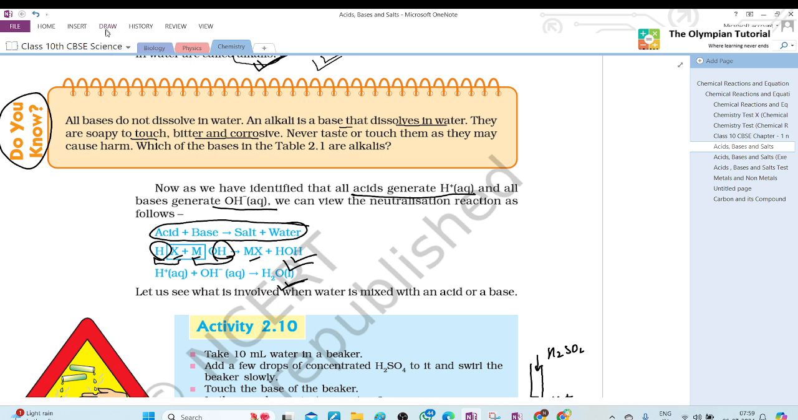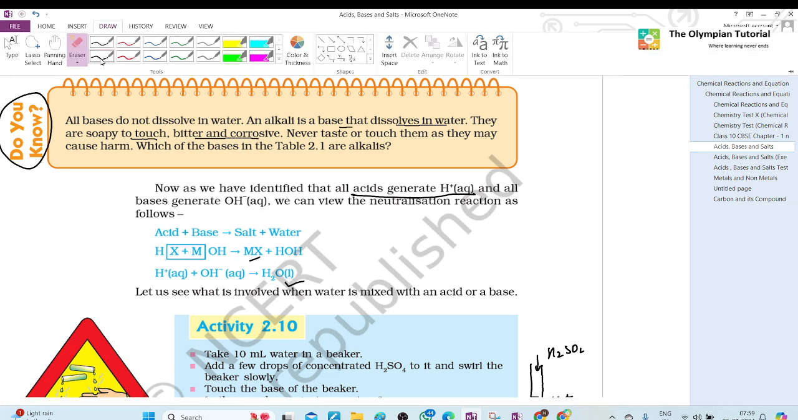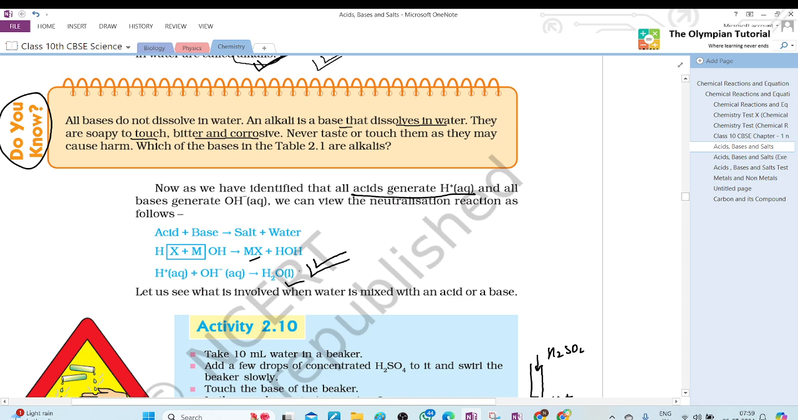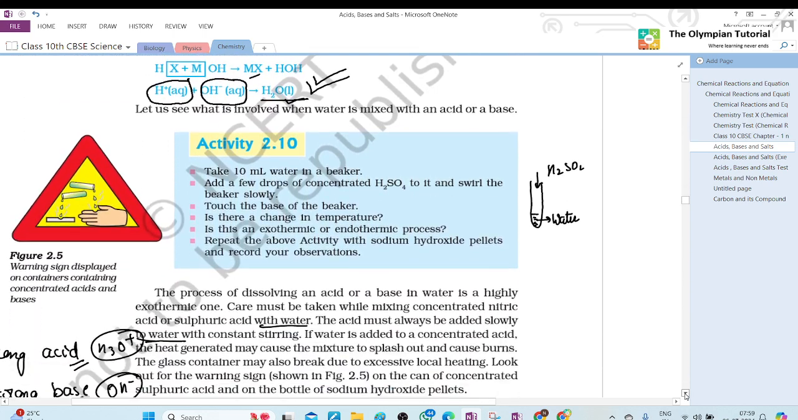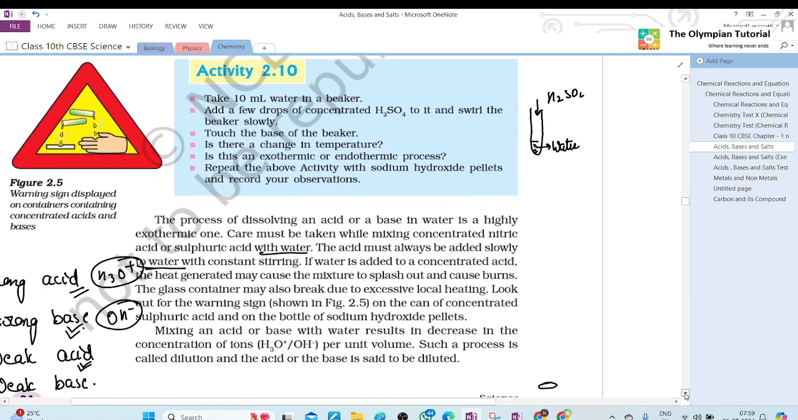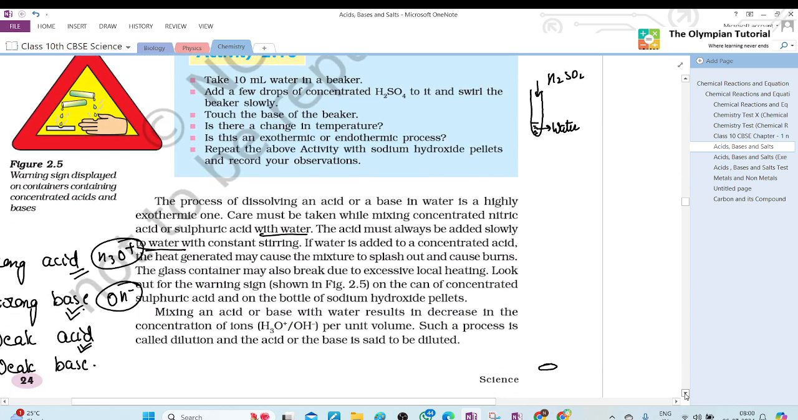Yes, ma'am. So what they are telling here, acid plus base will give salt and water. And water, how is it formed? Because H plus ion reacts with hydroxide ion of base giving H2O. Okay. Yes, ma'am. And what about Aikta? Yes, ma'am. So we have done till here.